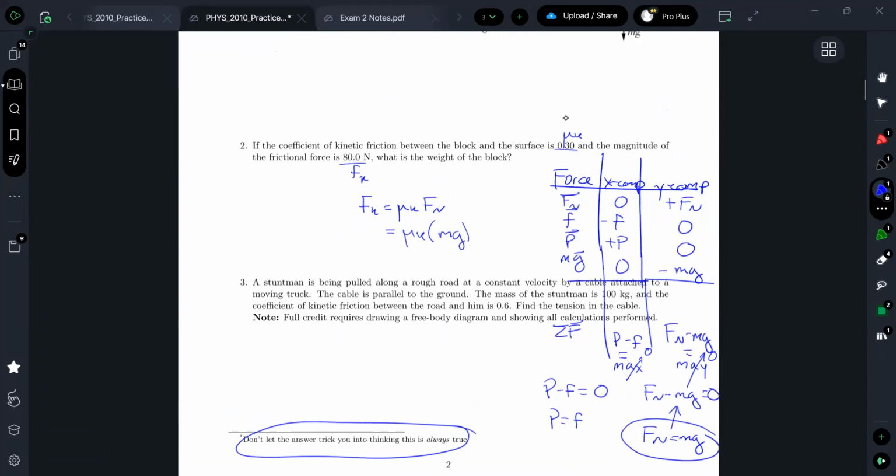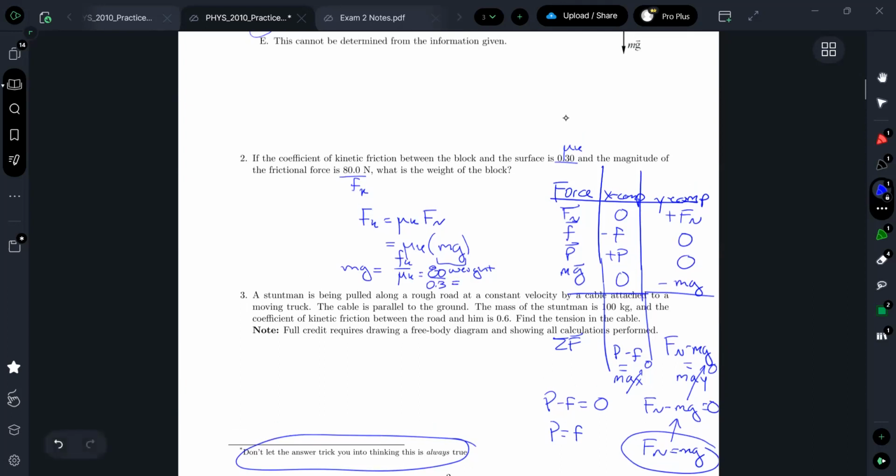And so I notice, oh, but this is my weight right here. And so I'm treating that whole thing as my unknown. So if I solve for it, I say mg is fk over uk. It should be 80 over 0.3. So I think that's what you said earlier, but we can get to it by just following all these pieces, all these breadcrumbs.